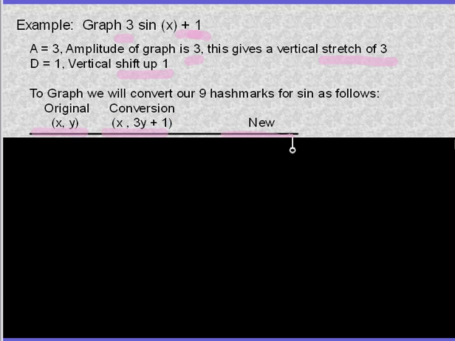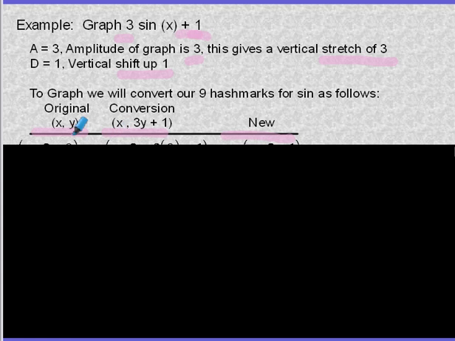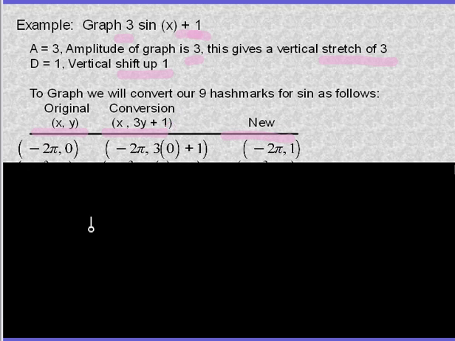We're going to take the original. As I said, our x-coordinate doesn't change today, which is nice. That's our angles, and it gets a little complicated changing those. We're going to multiply our old y coordinate by 3, which is our amplitude change, and then add our vertical shift, which is a +1 in this case. So here's our first one, negative 2 pi, 0 for sine.